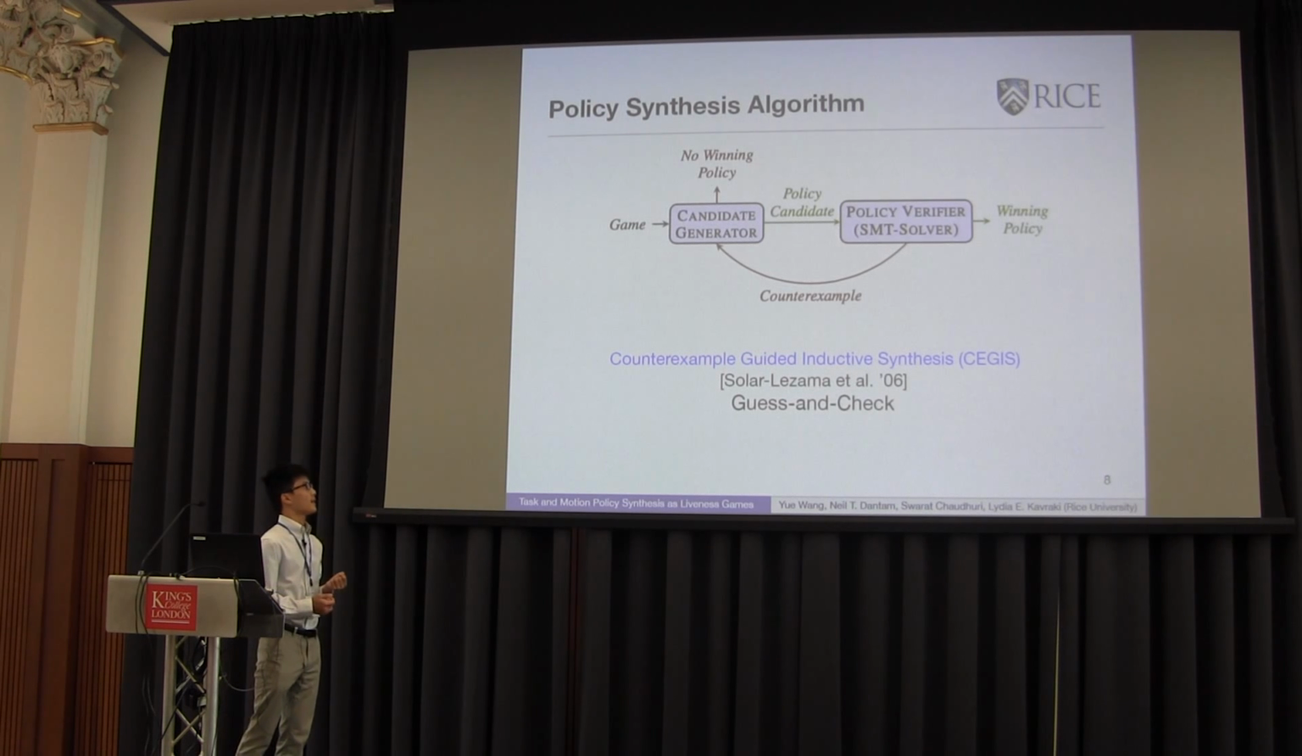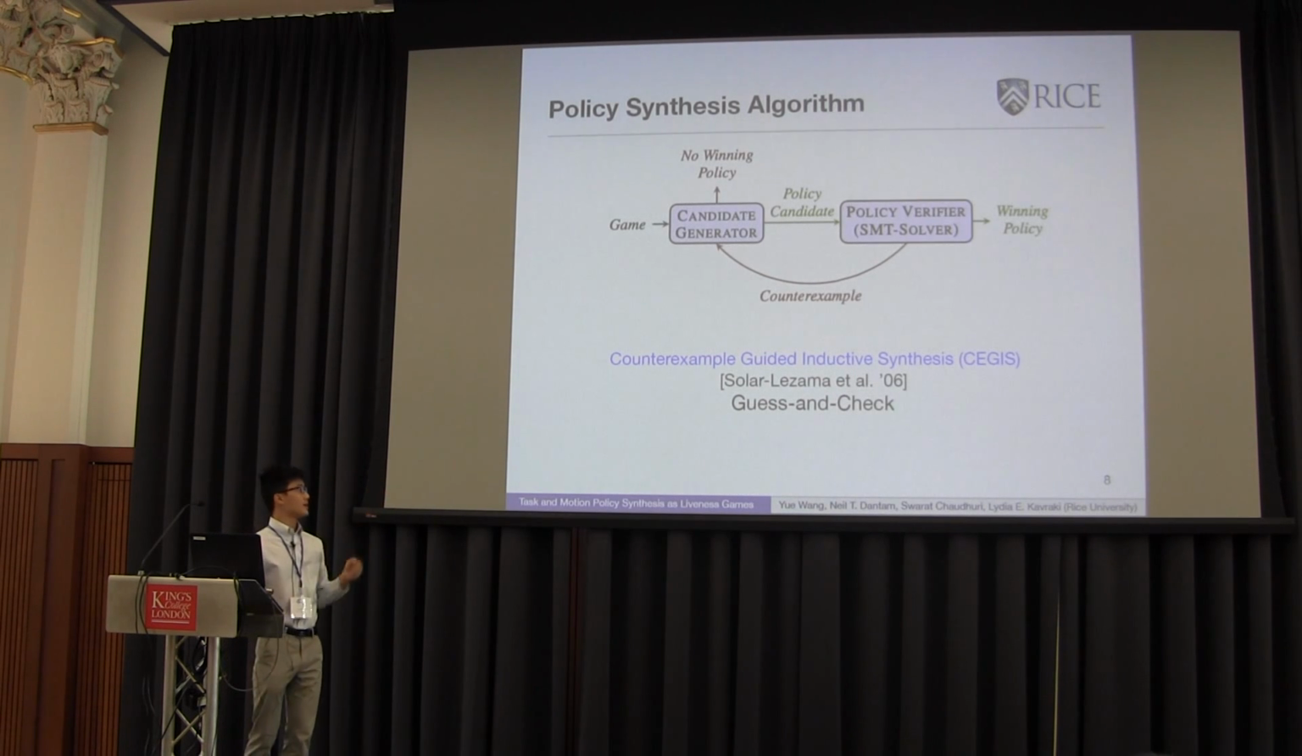If the constraints are valid, we find a winning policy. Otherwise, we will get a counterexample from the SMT solver. This counterexample is a particular state where the output of the policy is incorrect. So we can use this counterexample to guide the next iteration of the search. This algorithm will iteratively generate a candidate and verify its correctness until it finds a winning policy or proves that no such policy exists.